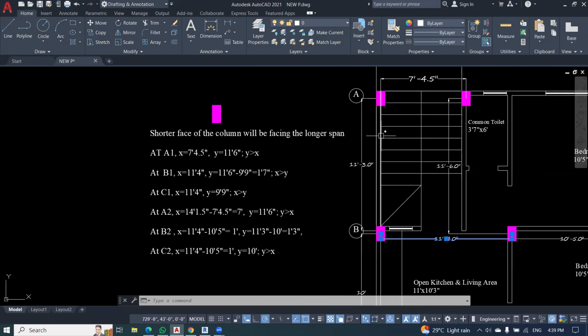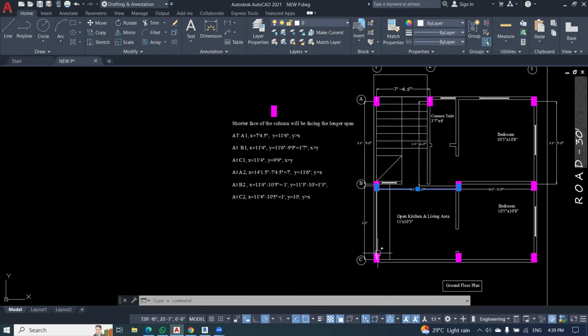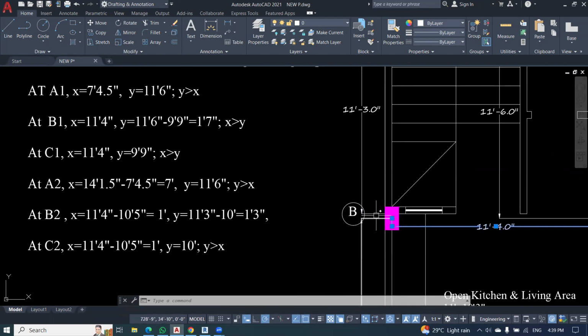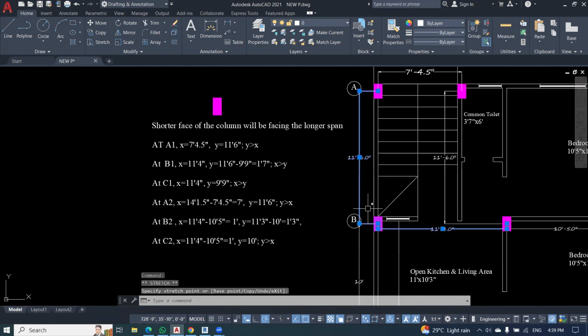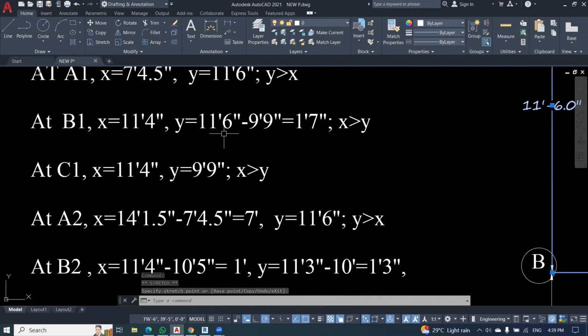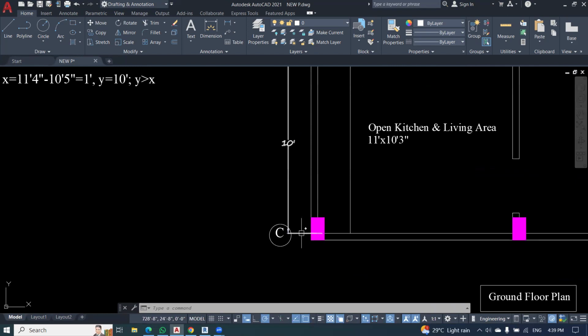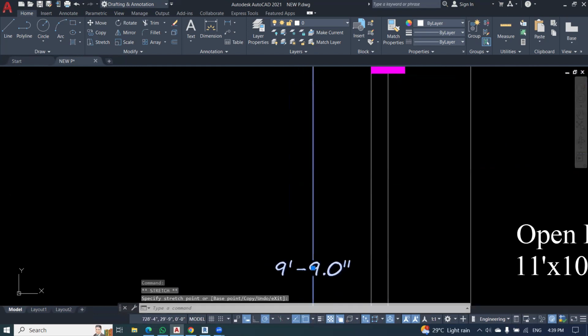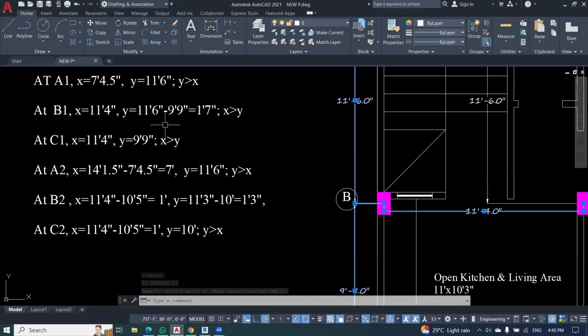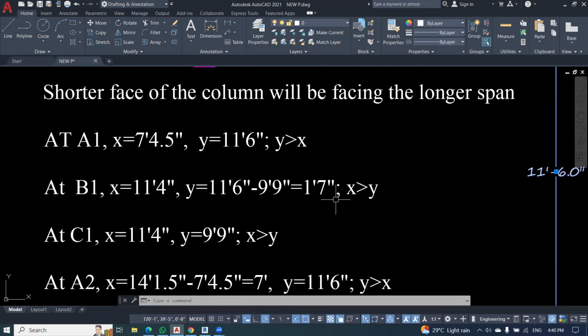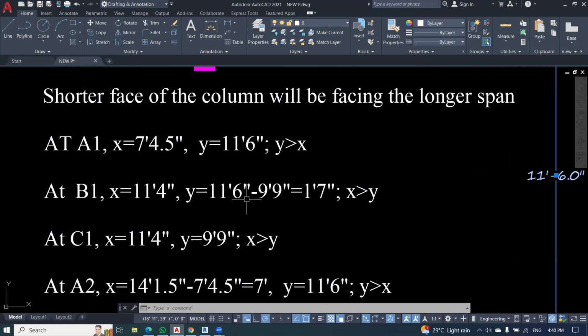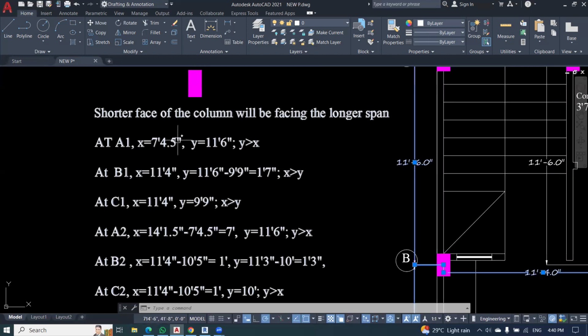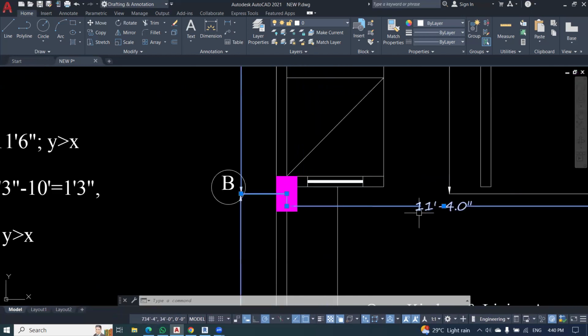Next, the y distance. Now vertically, the beam is running from two sides, one over here and the other over here. So what we are going to do is subtract these two values. One is 11 feet 6 inches, and the other one, center to center, is 9 feet 9 inches. 11 feet 6 inches minus 9 feet 9 inches is 1 feet 7 inches. So the y value is lesser and the x value is greater. We have to subtract both, because beams coming from two sides balance the load there. That's why the x distance is greater over here.